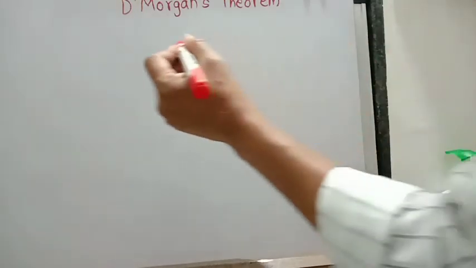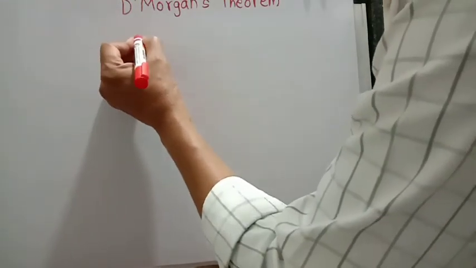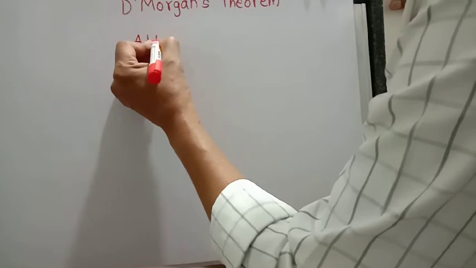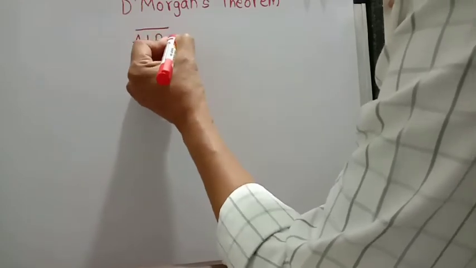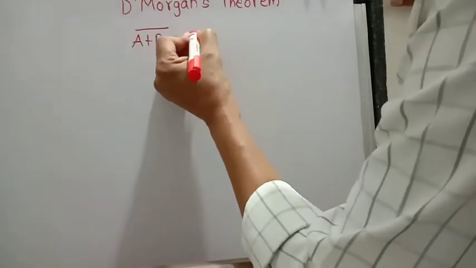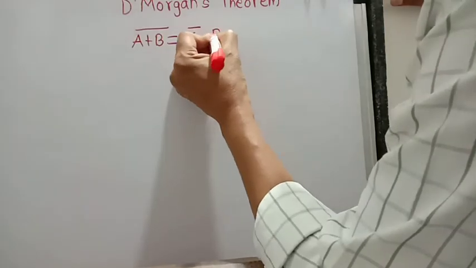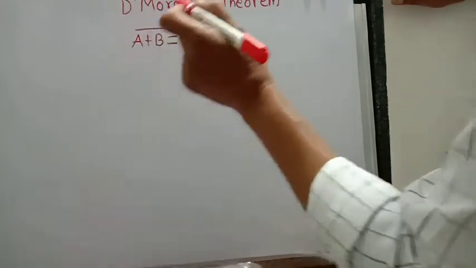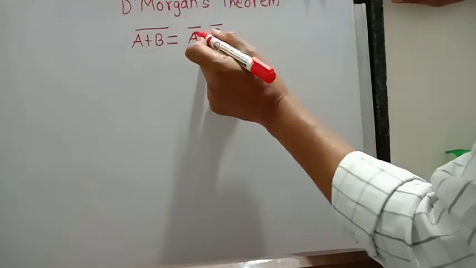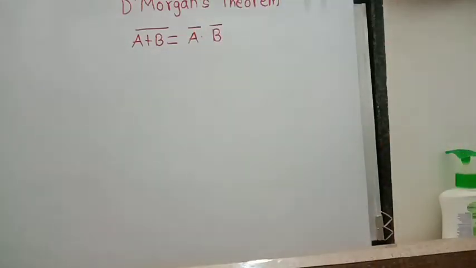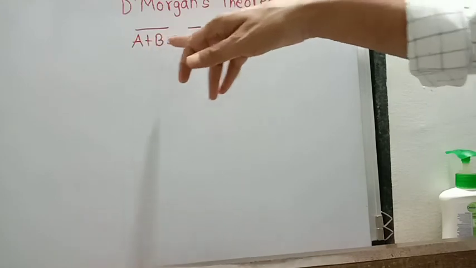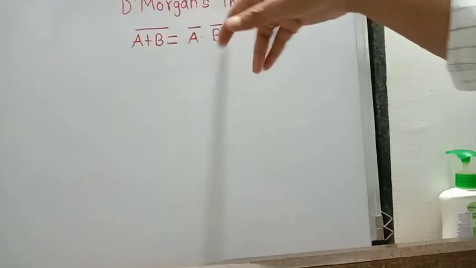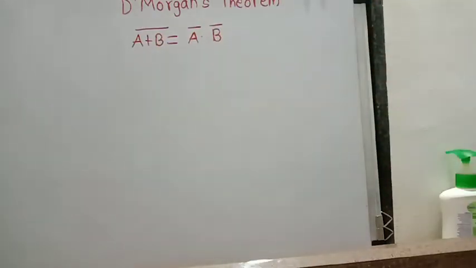So the first theorem is complement of sum is equal to product of complements. Complement of sum is equal to product of complements. So this is the first theorem.